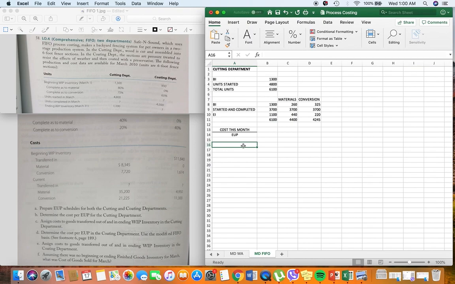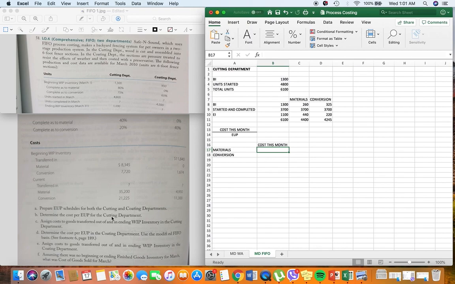So, now, we'll get our cost this month for materials and conversion. Okay? So we have materials and conversion. This is for department 1 first. So for materials, our cost this month is equal to 35,200. And then for conversion, we have 21,225.